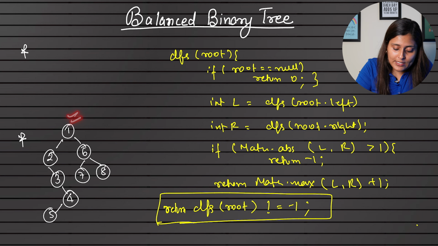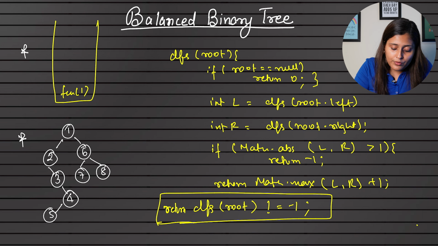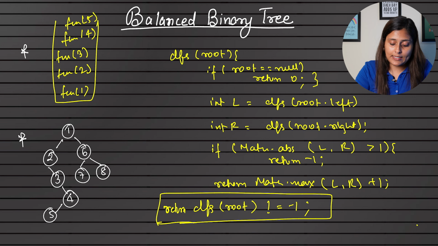First root. So let's make a stack. First root means function 1 will go. Now function 2. 2 does not have its left child. So 2 will go towards the right side, which is function 3. Now 3 also does not have a left child, so it will go towards the right side, so function 4. Now from function 4 we'll go to function 5. Now function 5 will return 1.